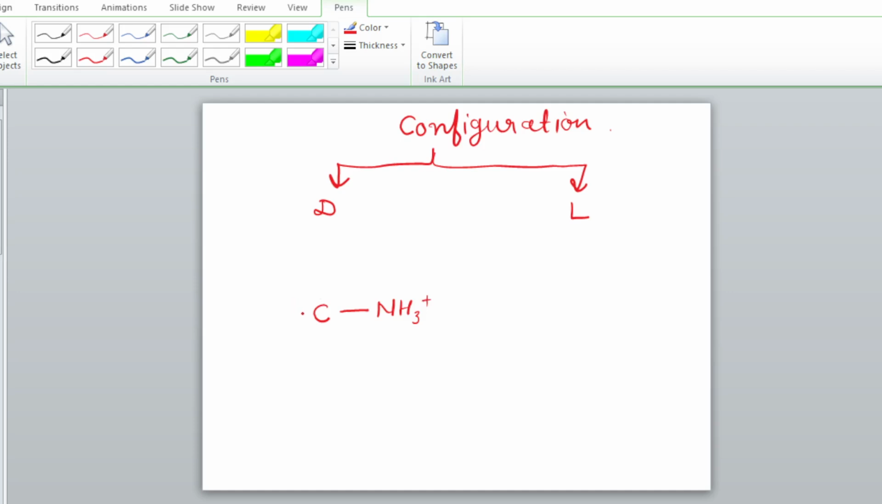There is NH3 plus, COO negatively charged, H, and the R chain. On the opposite side there is H and C, NH3 plus, COO negative, and R. Okay, this is the D form of amino acid and this is the L form of amino acid.